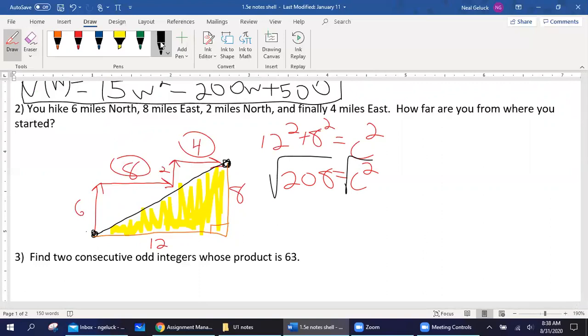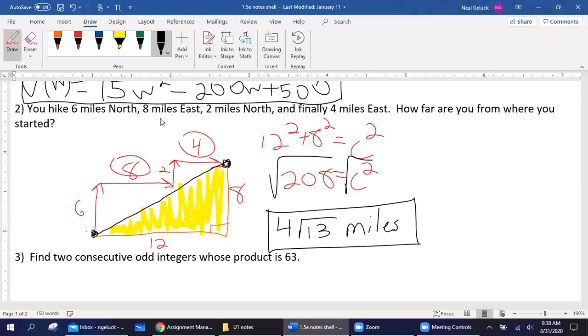And if you break down 208, if you factor tree it down, you'll end up with a reduced or simplified radical of 4 root 13 miles. Again, doesn't seem like a quadratic problem, but it really is.